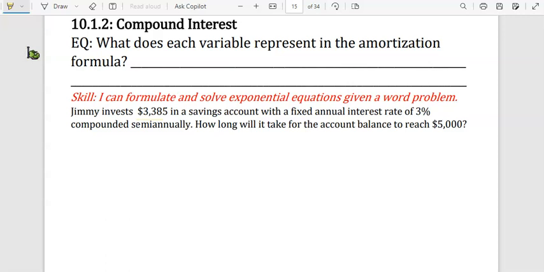10.1.2 Compound interest. Essential question: What does each variable represent in the amortization formula? Skill: I can formulate and solve exponential equations given a word problem.